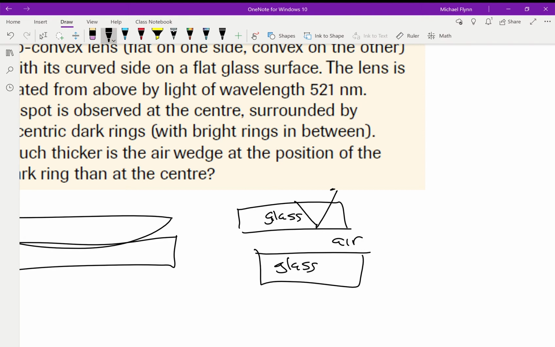This ray is going to be inverted, but that ray is not. Or sorry, I got it backwards. This one is not inverted, that one is. So the second one is bouncing off a hard boundary of glass. The first one's bouncing off air. That's a soft boundary. So they are, in step 1, out of phase.